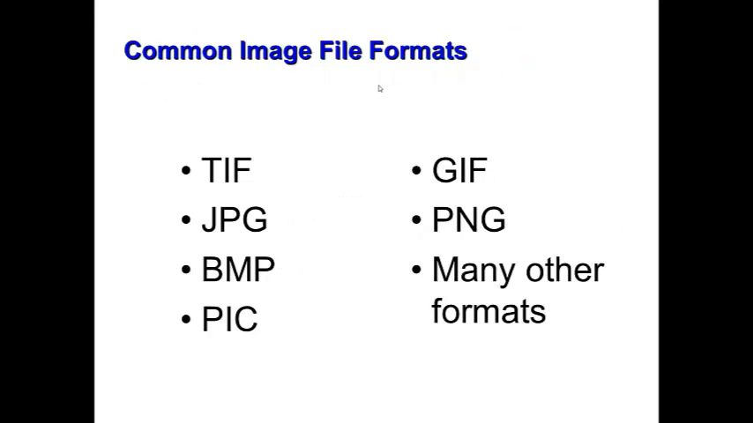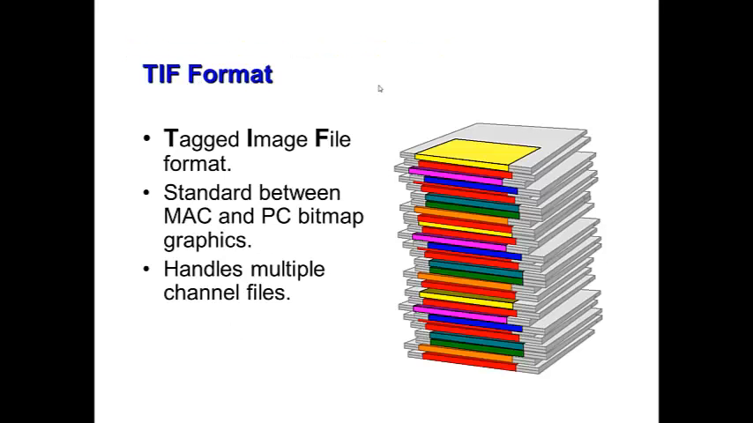There are a bunch of image file formats. The common image file formats we usually use in daily life include TIF, JPG, BMP, PIC, GIF, PNG. Also, there are many other formats. Let's talk about some specific image formats. The first one is the TIF format. TIF is short for Tagged Image File Format.